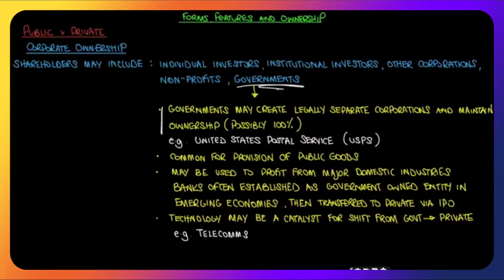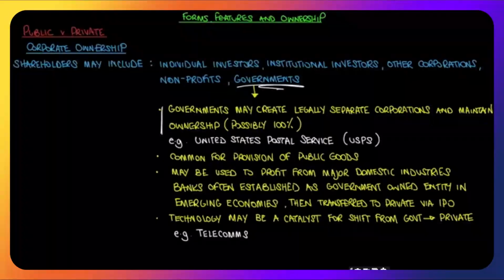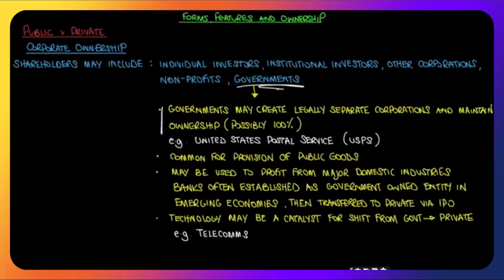May also be used to profit from major domestic industries. The government may want a piece of the profits that are being made. Banks often established as government-owned entities in emerging economies, then transferred to the private sector, I should say, via IPO. Or technology may drive government-owned entities to switch to private ownership. For example, telecoms. Obviously, advancement in technology made telecoms an extremely profitable sector, and many governments figured private sector will do a better job at making profits out of this, so let's sell off licenses for them to provide it.